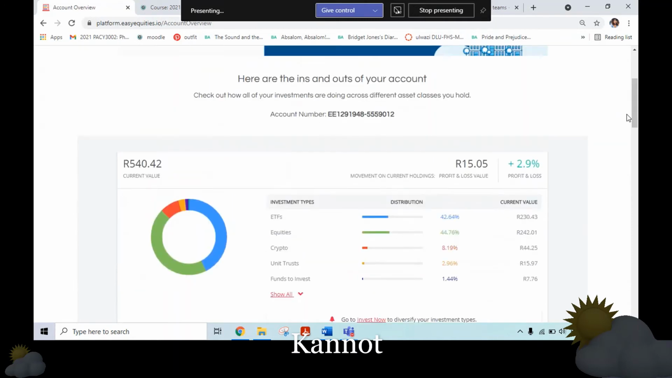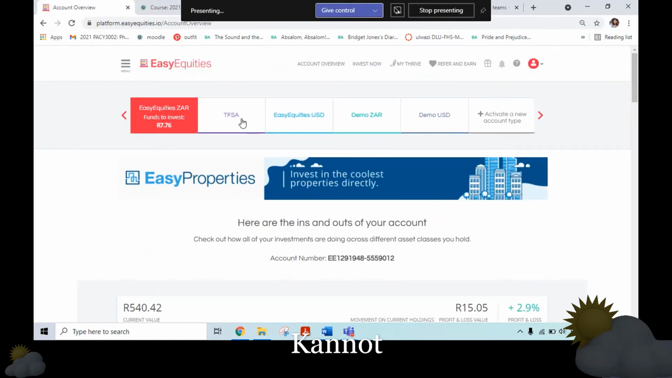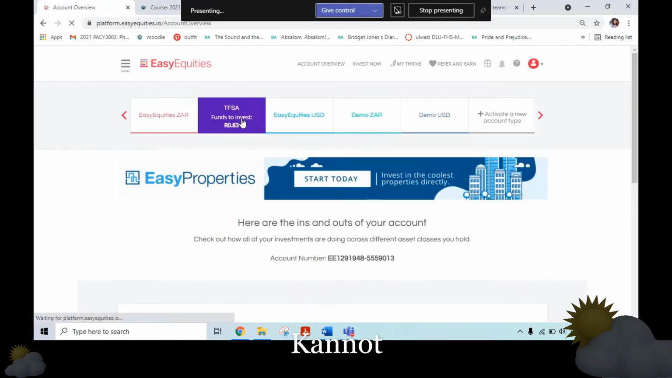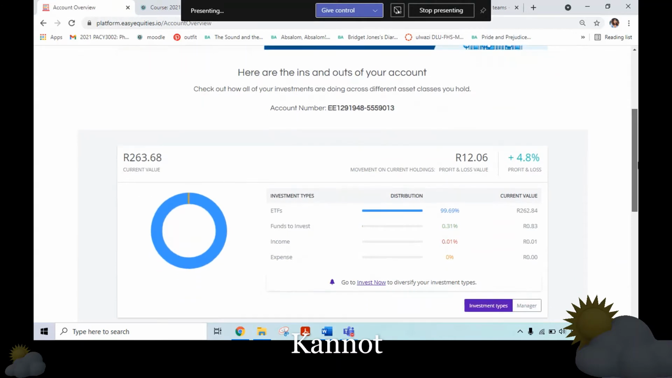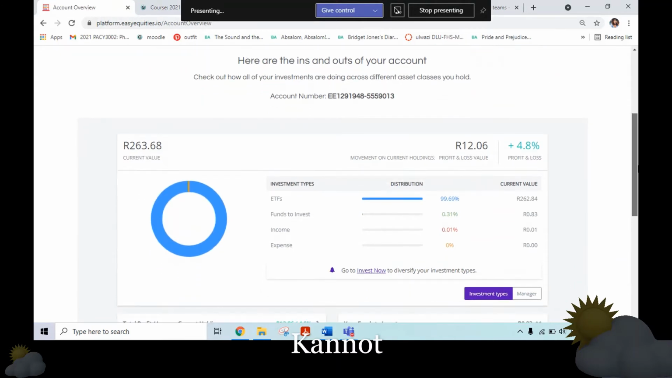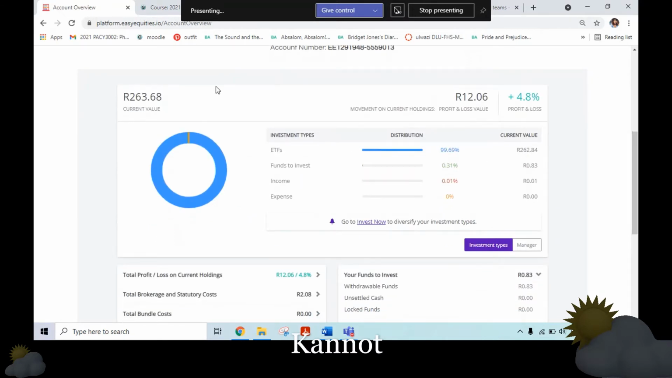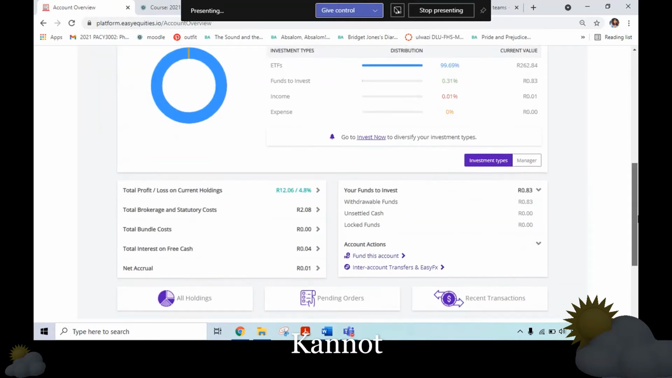And now we will move on to my tax-free savings account. With the tax-free savings account, you can only invest in ETFs. It's the safest option. It guarantees you growth, like 100%. You will make heavy profits. But I'm still a student. I put in 250 Rand, and as of right now, I've made 12 Rand profit, or so they say, but now I have 263 Rand, which is amazing.